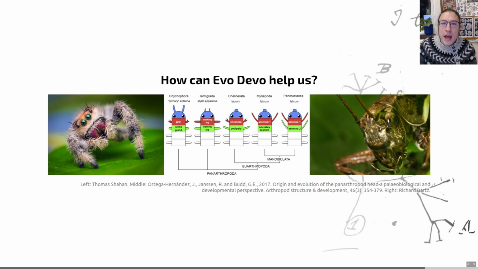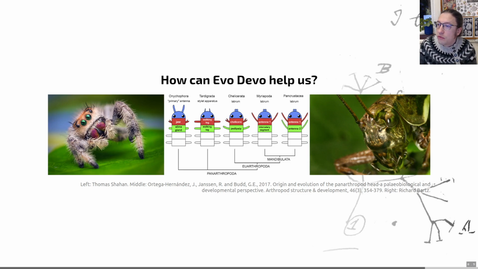And trying to work out which head appendage relates to which between these groups has been the crux of the issues we've faced when trying to resolve their phylogeny and thus trying to understand their evolution. For example, for a long time, people have argued over whether a spider's fangs, the things that it bites with, are what limb they are related to on an insect, shown on the right-hand side here.